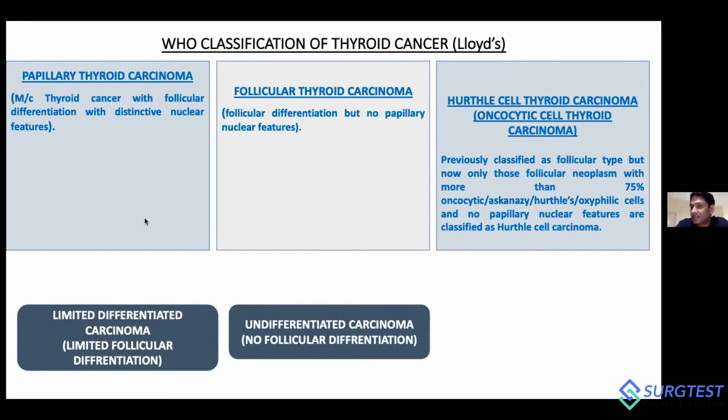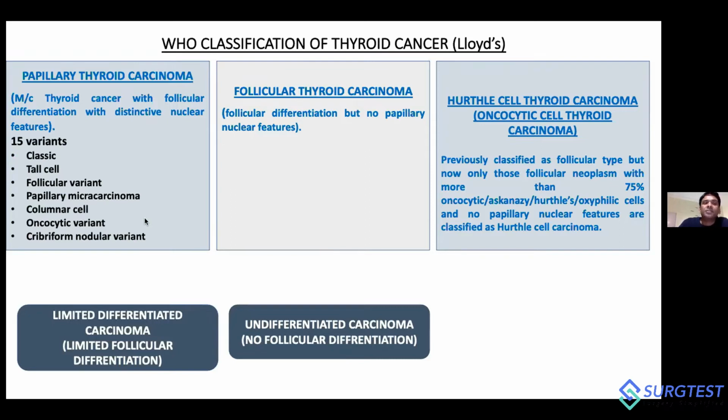Because if they have these cells, but they have the papillary nuclear feature, it will become the Hurthle cell variant of the papillary thyroid carcinoma. So, having no papillary nuclear feature is the foremost important thing in dividing the differentiated thyroid carcinoma. Right? Now there are 15 variants of papillary thyroid carcinoma. You can just go through these names just once. Important ones are classic, tall cell, follicular variant, and cribriform morular variant, because there are certain points that are related to these variants. So just remember four or five of them.